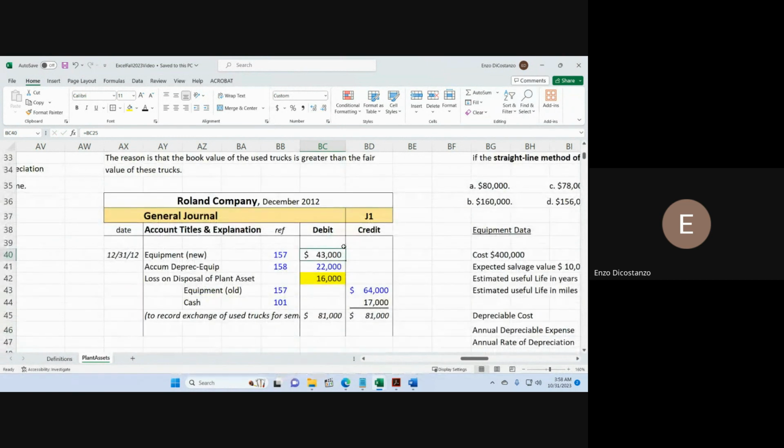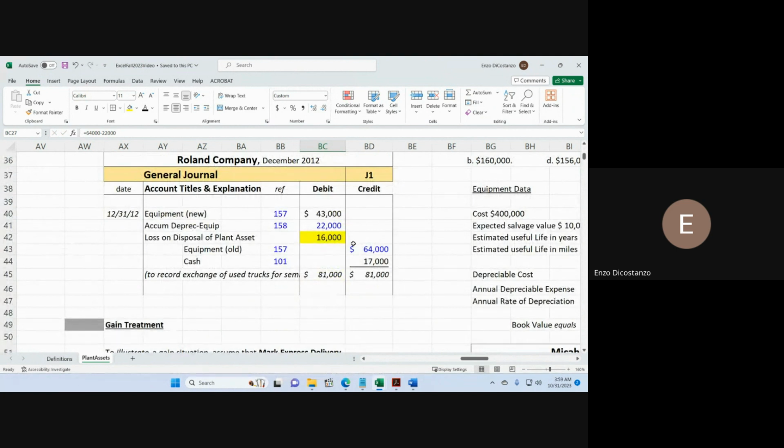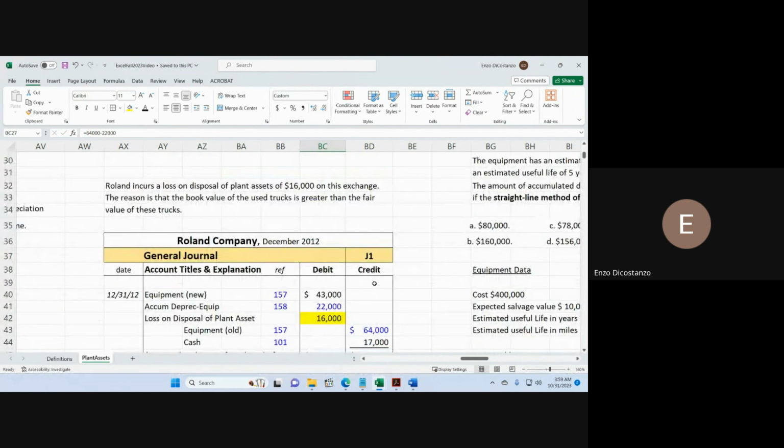Okay. So that's your new piece of equipment. And then 17,000 goes out the door. You have that one. And then you're netting out the 64 and the 22 right there. There's your 64. So it's these two, 64 and the 22.